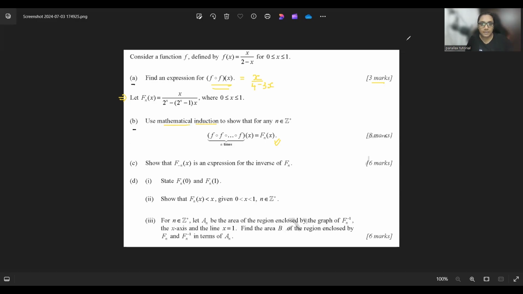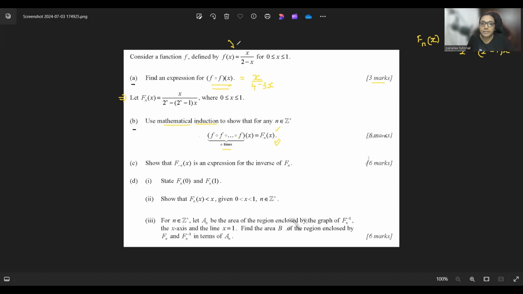Now, before beginning with mathematical induction, let's see what we are supposed to do. That should be very clear in your minds. In this case, there is f_n(x), some function of x which is given, which is x by 2 to the power n minus (2 to the power n minus 1) x. And we have to show that f composed with itself n times, applied to x, should be equal to f_n(x). That's what we have to prove.